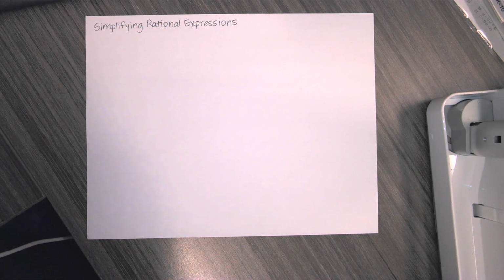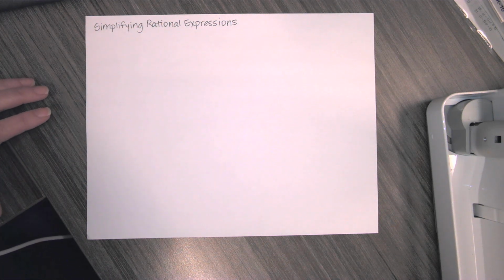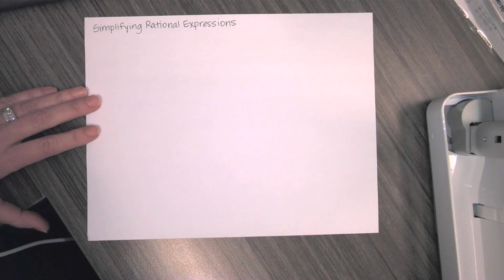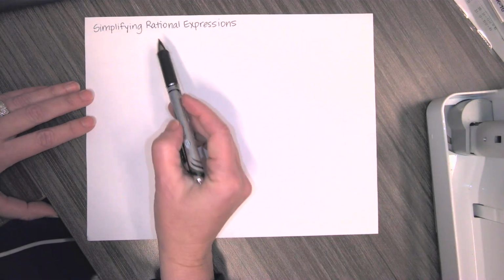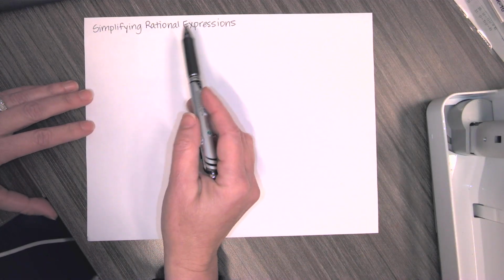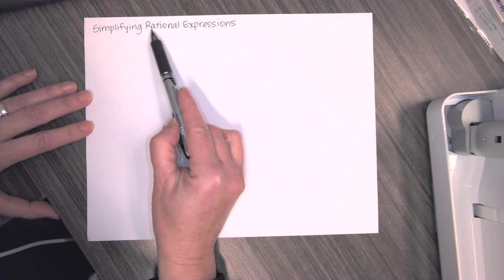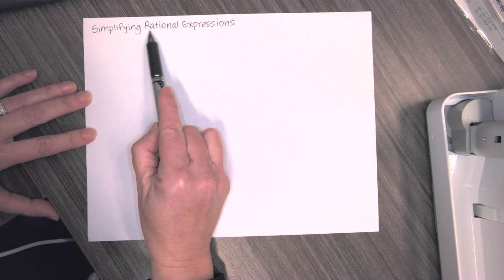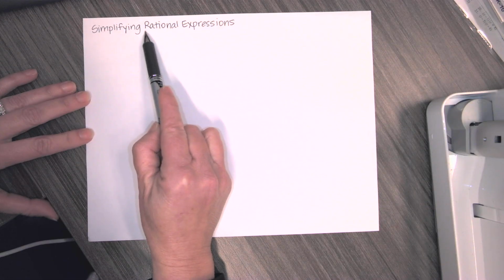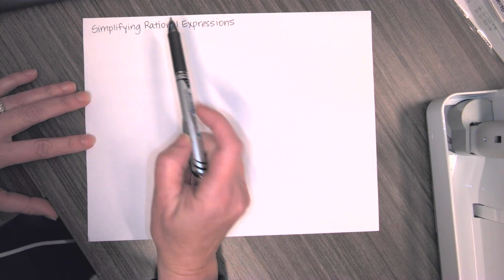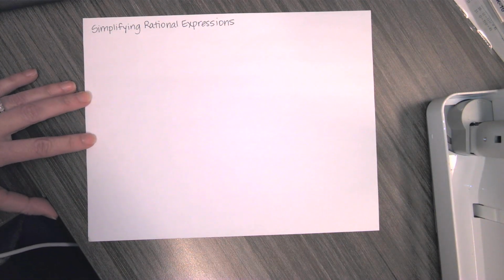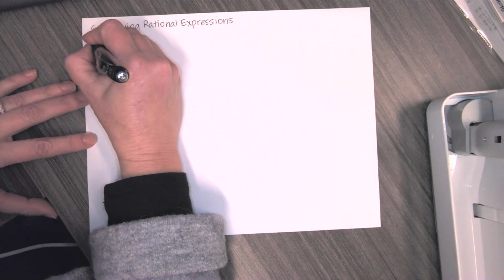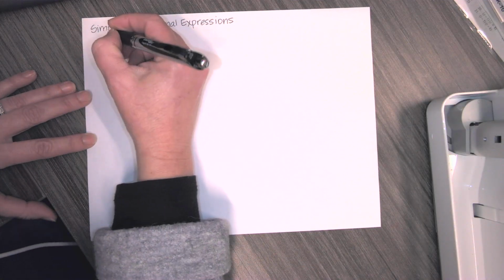In this video, we're going to look at simplifying rational expressions. I am going to start with a rational expression made up of monomials. Now, a rational expression, notice the word rational has ratio in it, and ratio means a fraction. And so a rational expression is a fraction made up of polynomials.